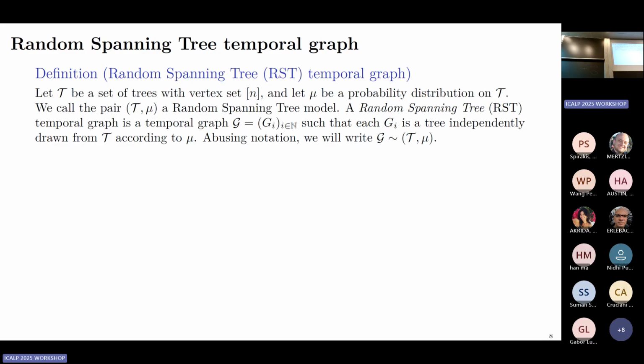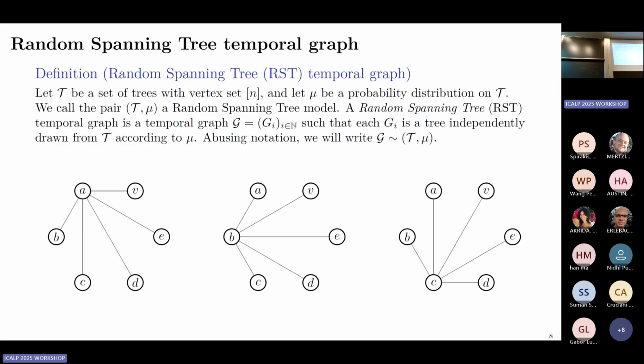So how we define the model is we get as input a set of trees. Like in this example, exactly the same trees that we had before, right? Those are exactly the snapshots that we used for the graph before. But now instead of getting a temporal graph, which gives you the order of snapshots, we get a probability distribution. So we give each of those snapshots a probability, like in this case, 1/3 each.